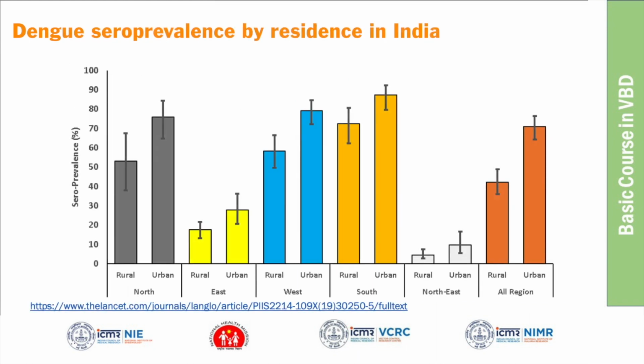The transmission is endemic. Coming to rural and urban, what's your observation on the rural-urban difference in seroprevalence? Where is it high? Urban, yeah. Across all regions, you can see the seroprevalence is higher in urban areas. Even in Odisha, dengue outbreaks are more in urban areas compared to rural areas. But in the southern region, the rural area seroprevalence is also very high.